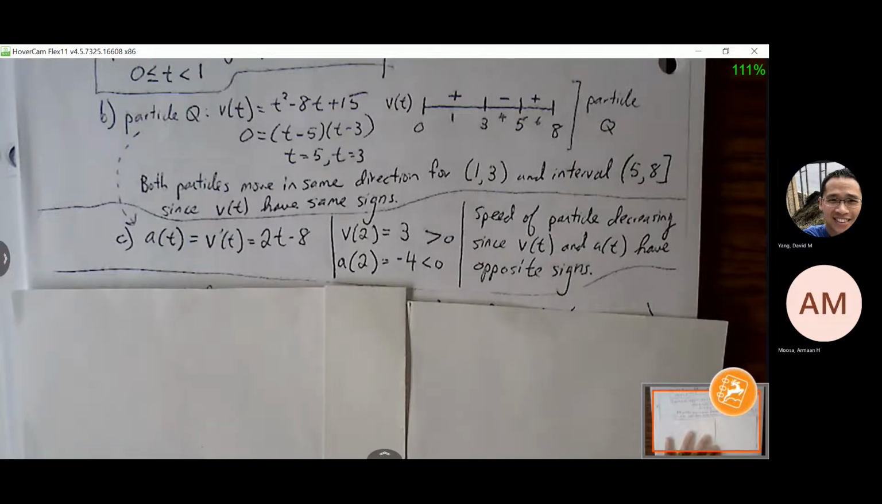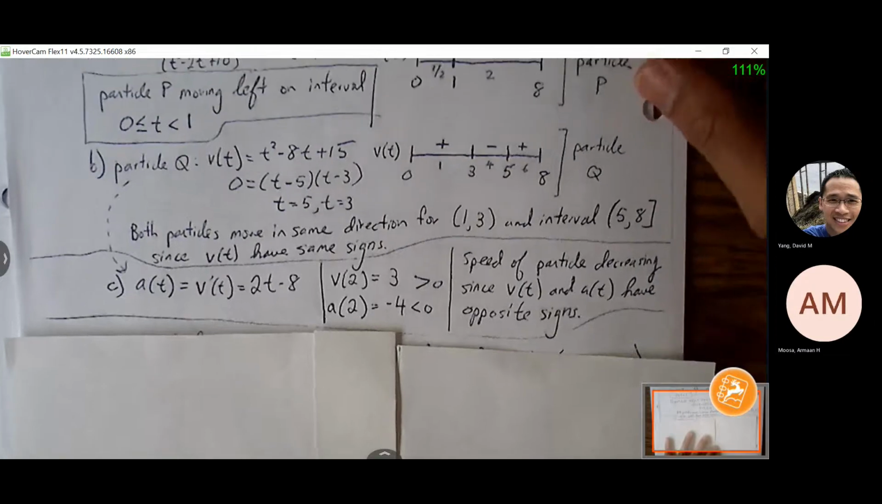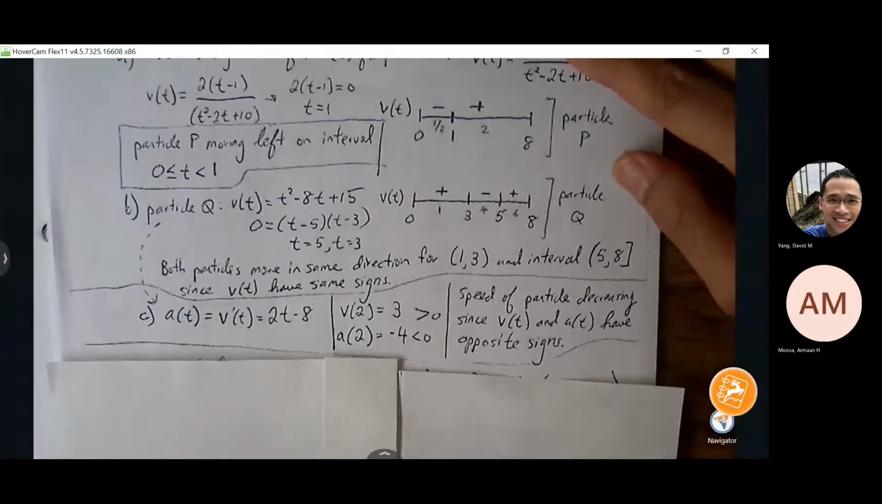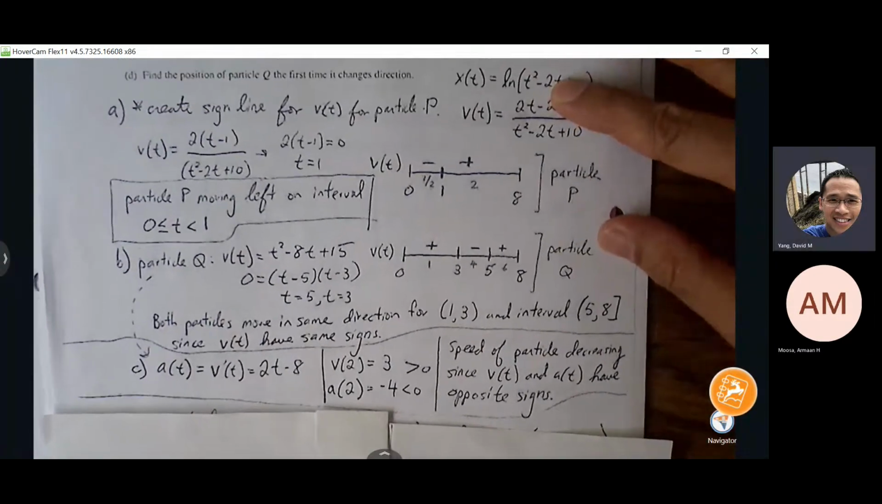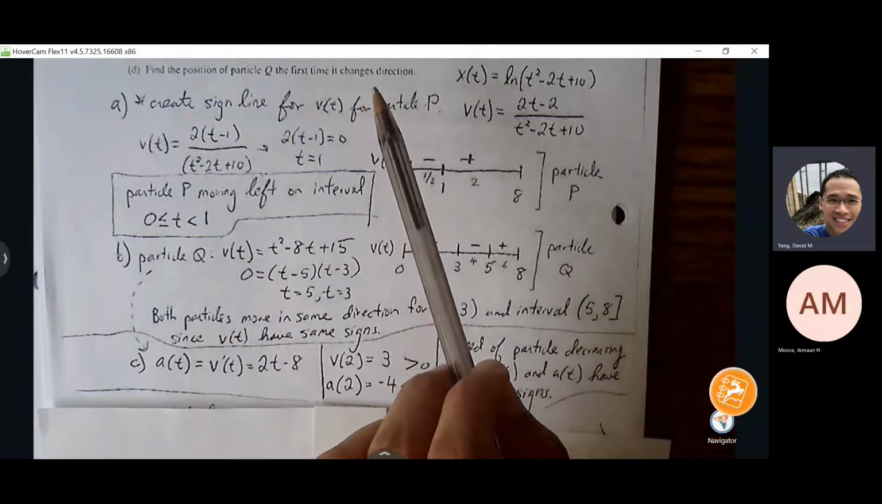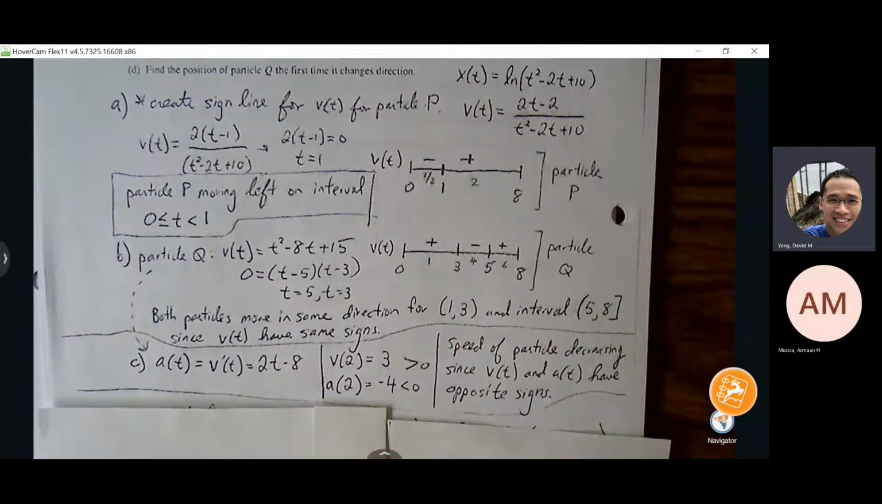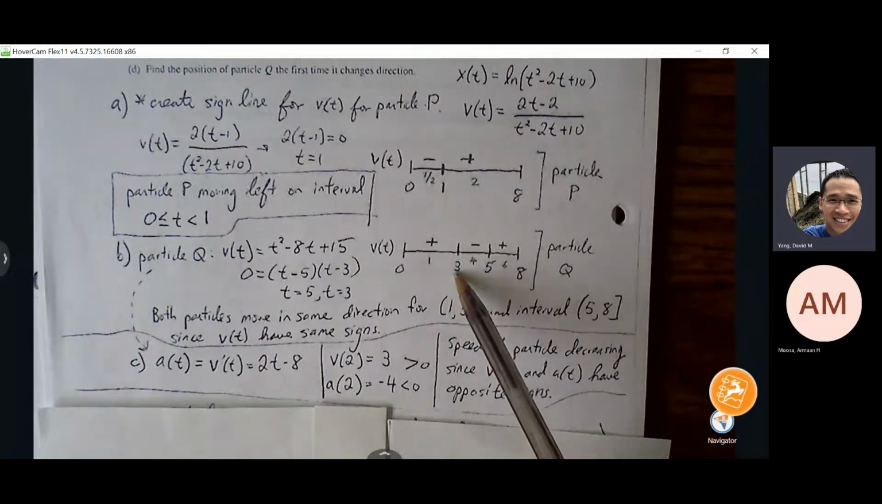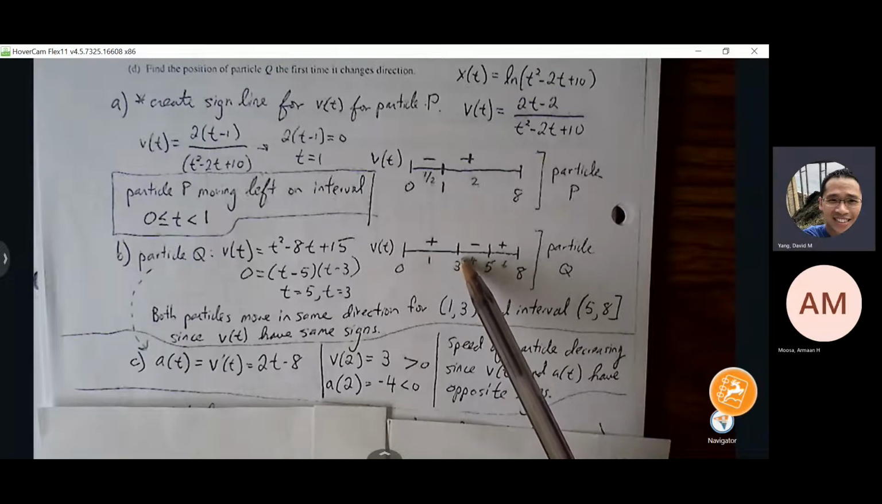Part D. Find the position of particle Q the first time it changes directions. So particle Q, the first time it changes direction, is going to be at 3 based off our sign line. So if I want to find the position of the particle at 3, I'm going to use the formula that I've used a lot with particle motion. Final position equals initial plus displacement.